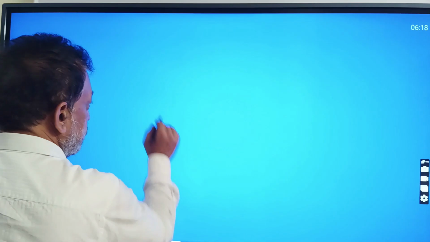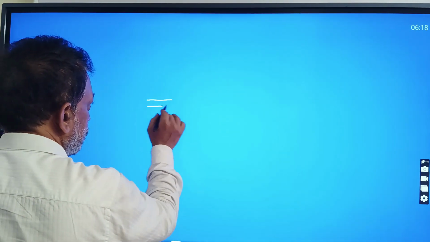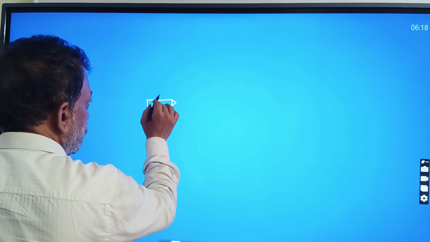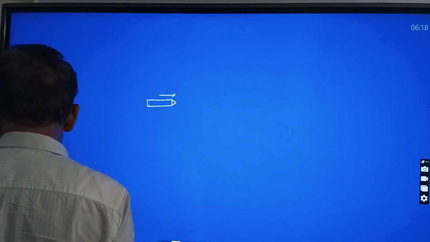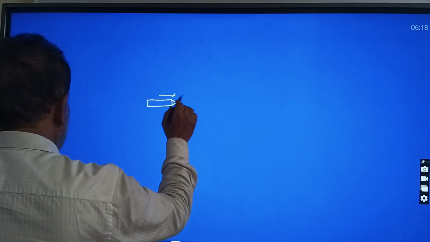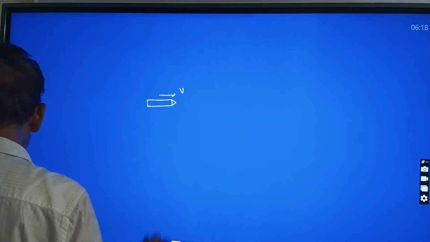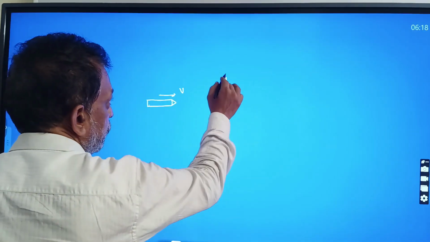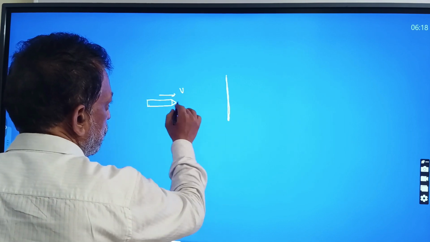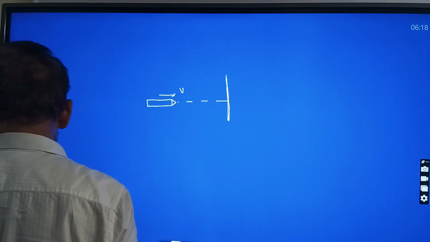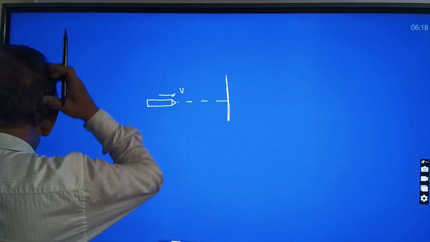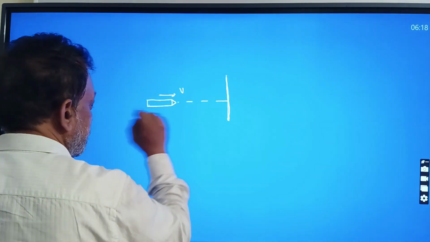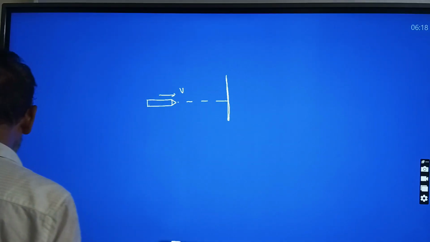So look here, this is a bullet. The kinetic energy of the bullet fired from the gun gets converted into heat on striking the target. This is the target, and the bullet is going to penetrate it. By this, the heat and the temperature of the bullet increase by delta T. Once you hit it, the temperature and heat of the bullet increase.